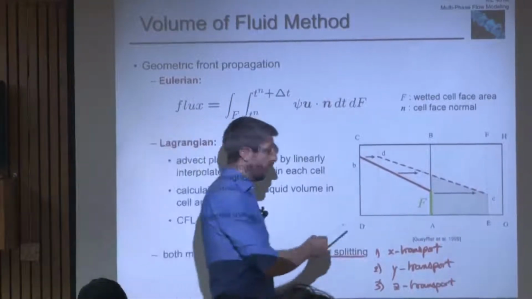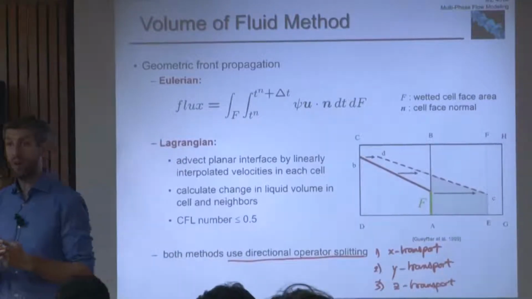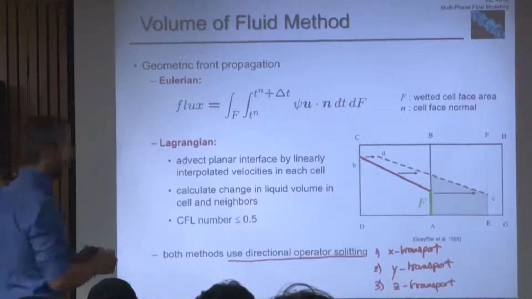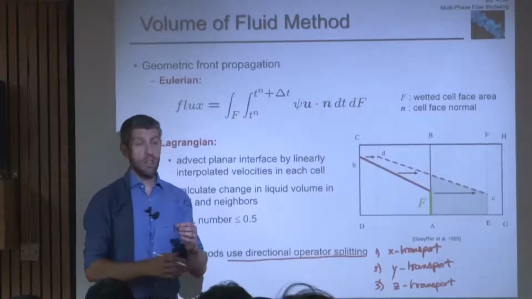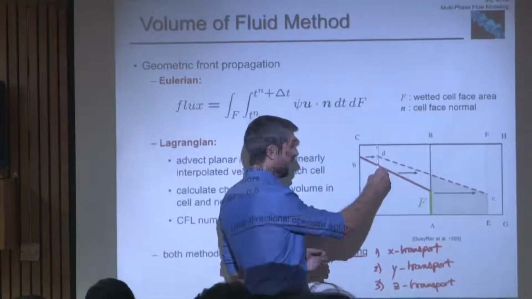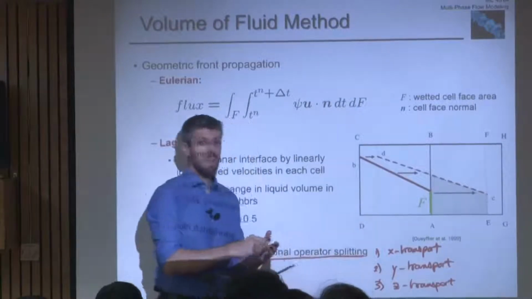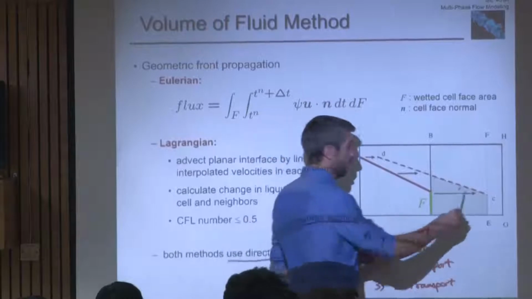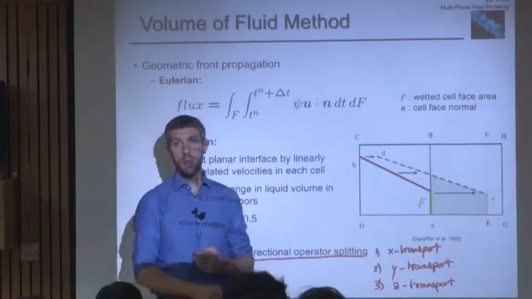There's an interesting restriction here. You cannot do that at any speed you want. The reason for this is that if you allow for your CFL to be too large, you could end up with that plane here. So the position of your left face at time n plus 1 could catch up and overtake the position of the plane here at time n plus 1.